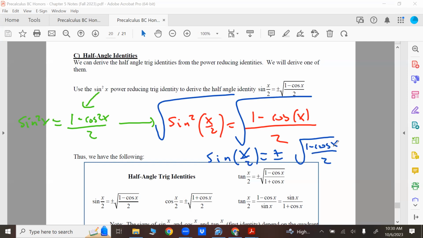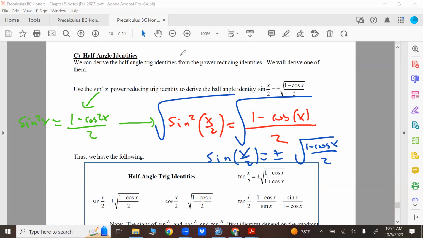If you take the power reducing formula, change the angle from x to x over 2, so that changes cos 2x to cos x. We already talked about that. And then square root both sides, put plus or minus, you're set. And you could do a very similar derivation with cos x over 2 or tan x over 2. I won't do that in the interest of time. I think you trust it will work out just fine. But that's where it comes from, just so you know.